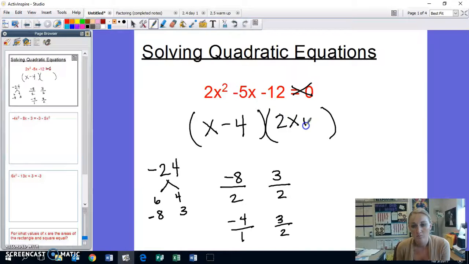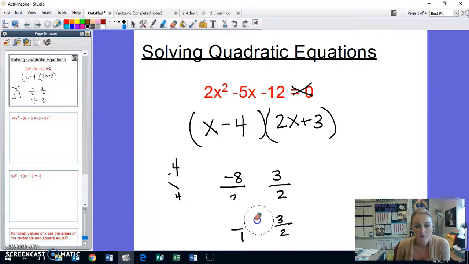2x plus 3. So check it real quick. 2x squared, 3 minus 8, -5, and -12. Excellent. So I have factored my quadratic.